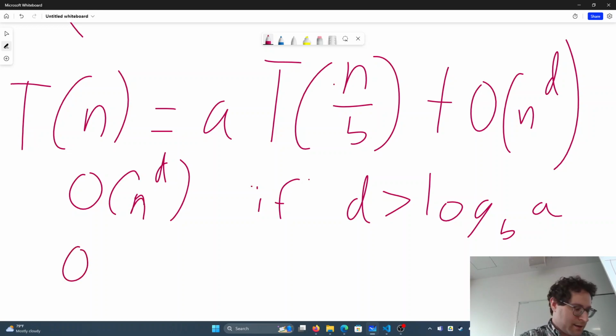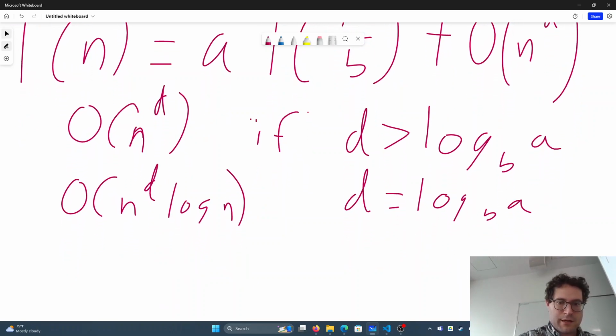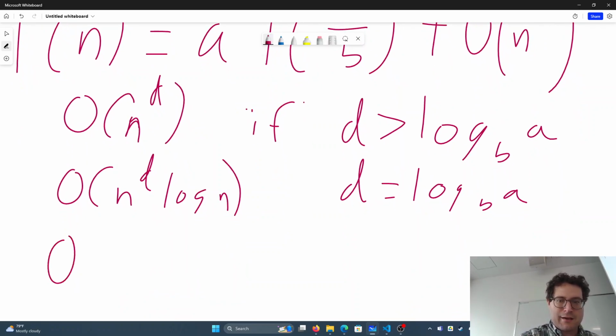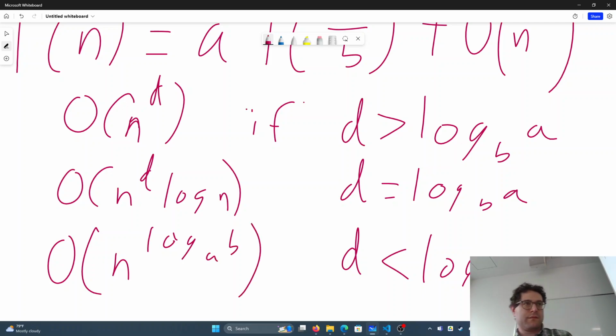This is going to be a bit weird. It's n to the dth power times log n if D is equal to log B of A. Okay? And the last one, what do you guess the last condition is going to be before I even write it? Smaller. Yeah, D smaller than log B of A. And it's got this weird runtime, n to the log A of B, if it's smaller.